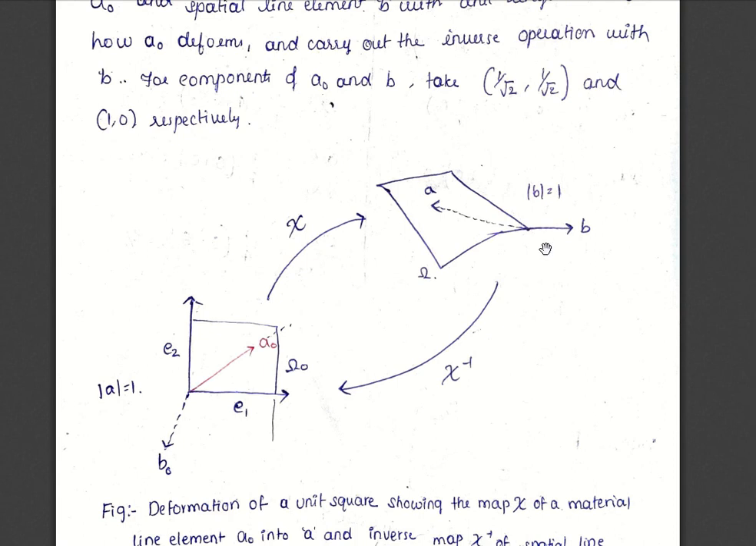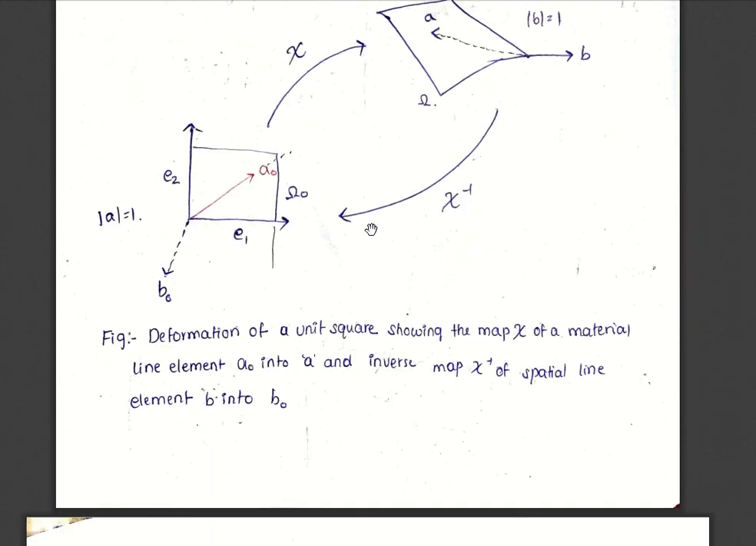Now we have to do the push forward operation, material to spatial description, to see how A naught is changed to A with the help of the deformation gradient. We also need to find how B, which is already given, is pulled back into the material configuration, becoming B naught, with the help of the deformation gradient. F inverse is used for the transformation of B into B naught, and for the transformation of A naught into A we need to use the deformation gradient.